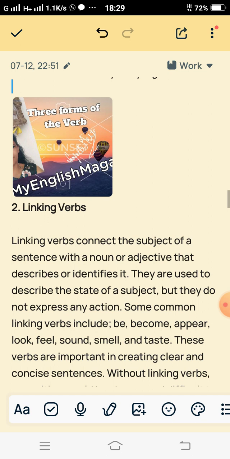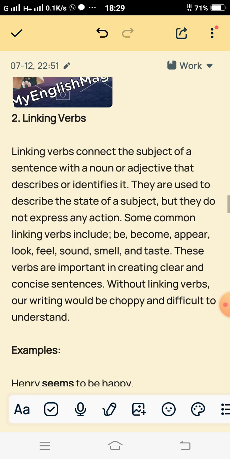Some common linking verbs include be, become, appear, look, feel, sound, smell, and taste. These verbs are important in creating clear and concise sentences. Without linking verbs, our writing would be choppy and difficult to understand.